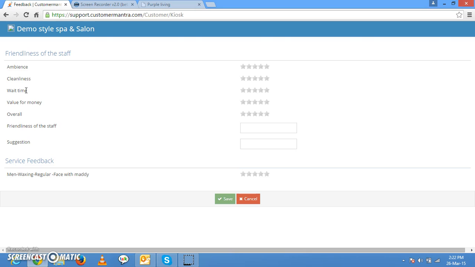There are a set of questions that appear. All these are customizable. There is no rule which says the questions have to be the same or the format of rating has to be the same. You could have questions which can be rated on a scale of 1 to 5, 5 being the highest, or you could have questions which just need some kind of answer in terms of verbatim. Right, so the first section of questions is purely based on your salon or spa, and the second set of questions is purely based on the service that was given by the staff.